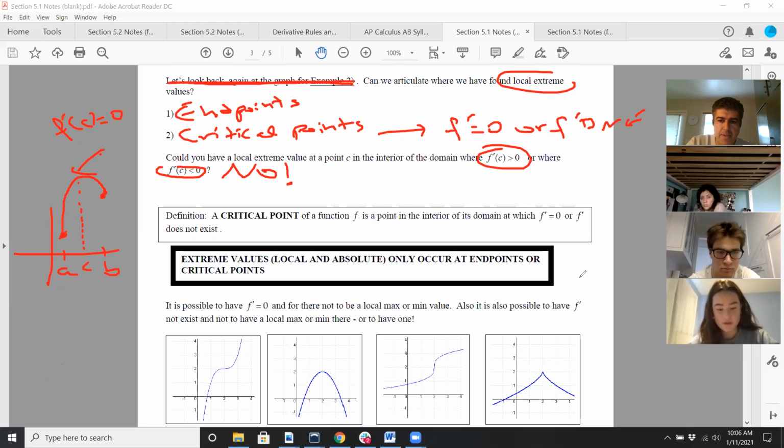So this right here is also the essence of this lesson today. Extreme values, local and absolute, occur at endpoints or critical points. Again, a critical point, we call it critical because it's important, is when f prime is 0 or f prime does not exist. And it's also defined right here again as well. So let's have that discussion with these graphs down below. Then we'll do an example. Okay.